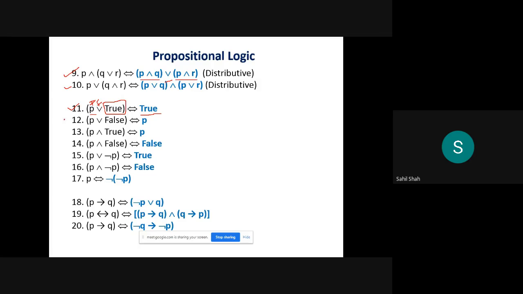Okay. The next law is P disjunction false. I will not say directly that it is false. It depends on the value of P. If P is true and the other value is false, our result is going to be true, which is the value of P. If P is false and this one is also false, false or false, the resulting value is P. Whatever we assume for P, that will be the resulting value.